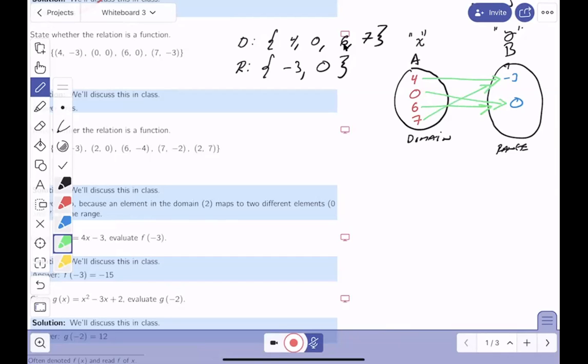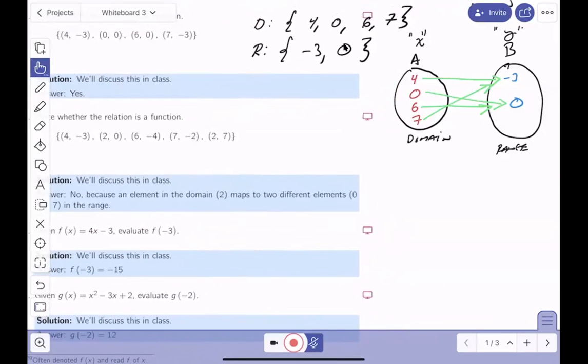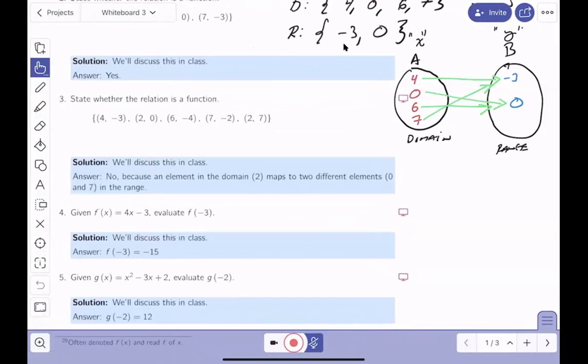What am I looking for? And I'll repeat this to you. Every guy in the domain has to have an arrow coming from it. And that's true. The next statement is there can only be one arrow coming from everybody in the domain. Well, look at it. There's only one arrow coming from everybody in the domain. So this is also a function. Let me just push that over. Make sure you know what I'm talking about.